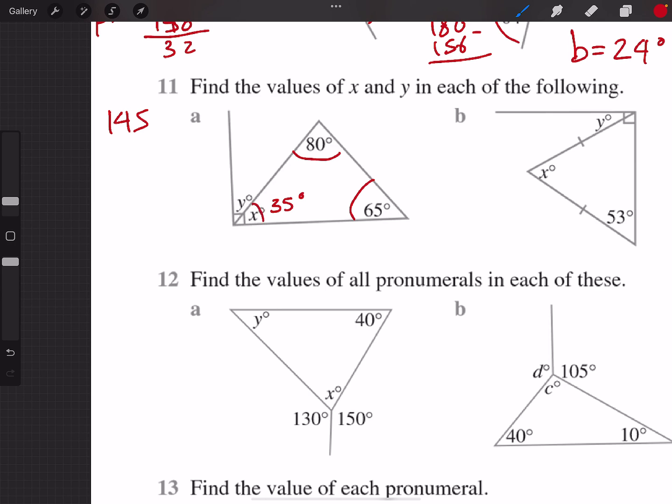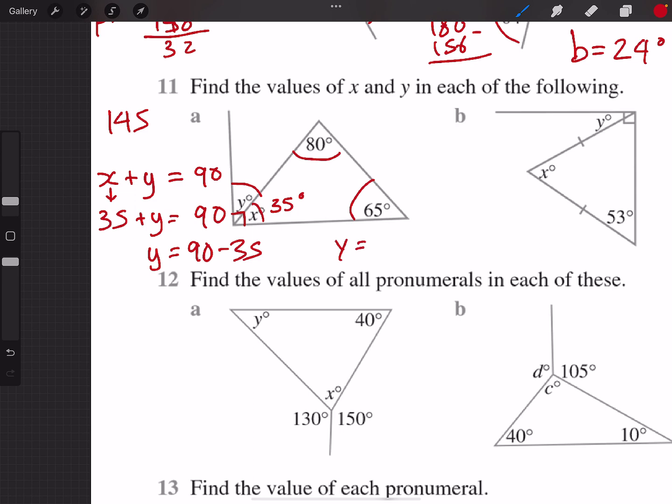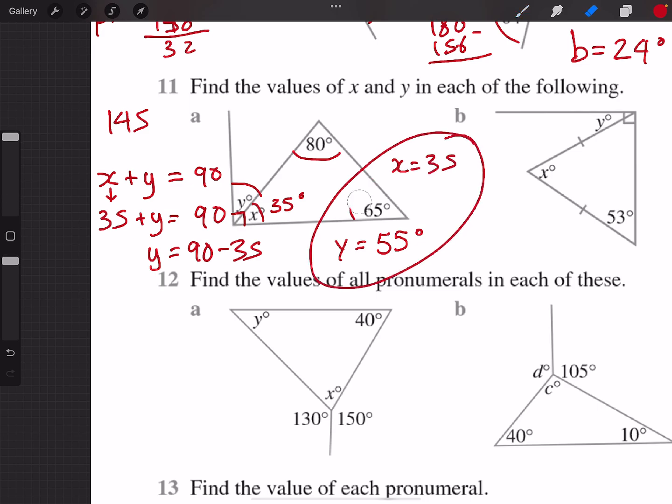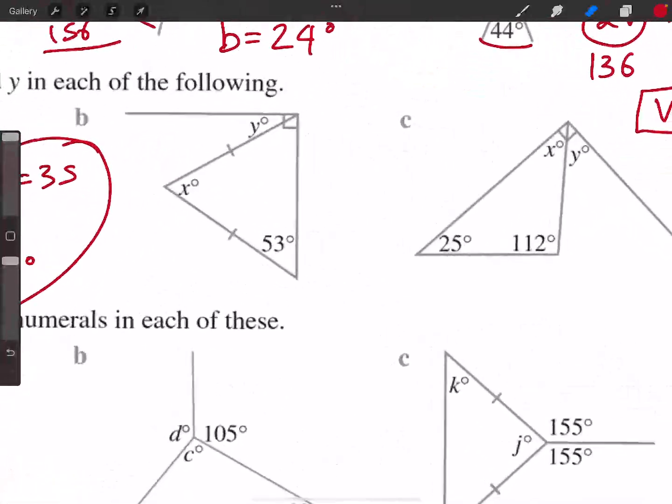Now we know that angle X plus angle Y must make 90 degrees. Okay, so X plus Y equals 90 degrees. But we found X to be 35. So 35 plus Y equals 90 degrees. Now what's Y? Well, Y is equal to 90 take away 35. So Y is equal to 55 degrees. So X is equal to 35 and Y is equal to 55. Done. All right, next one, question B.